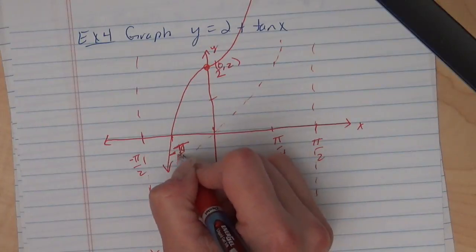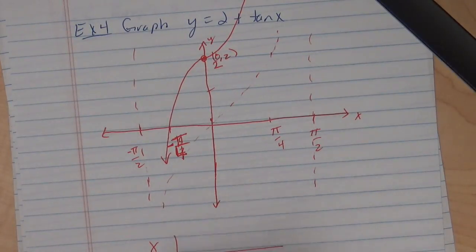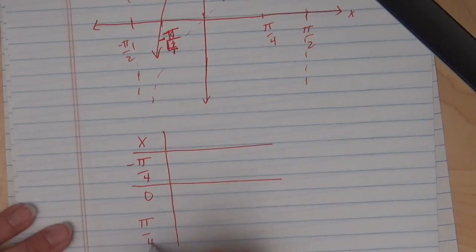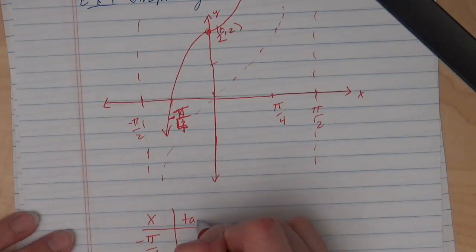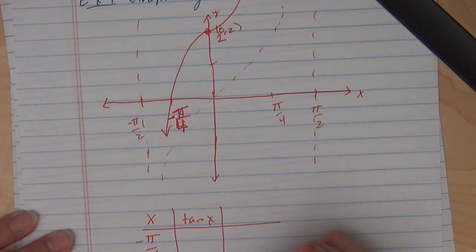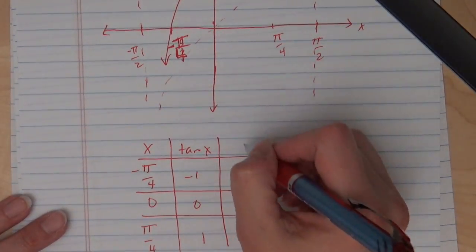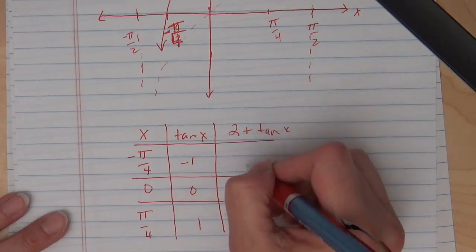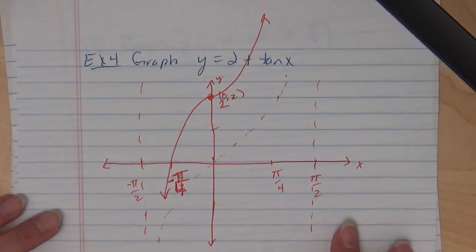I guess some whiteout would help. All right, negative pi over 4, 0, positive pi over 4. Okay, you know that tan of x is going to be negative 1, 0, 1, and then if you add 2, that gives you ordered pairs of 1, 0, 3. So that's where we are.